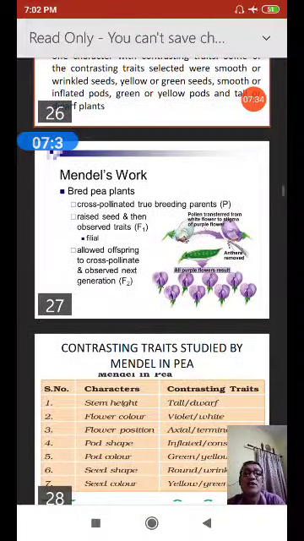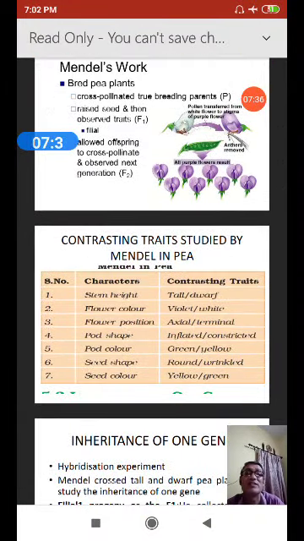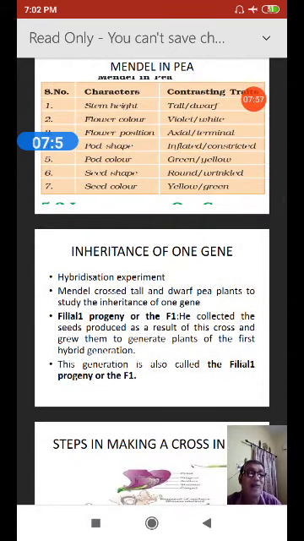So students, next we are showing you the contrasting traits studied by Mendel in pea plants. The stem height is tall and dwarf, flower color is violet and white, flower position is axial and terminal, pod shape is inflated and constricted, pod color is green and yellow, seed shape is round and wrinkled, seed color is yellow and green. We have to memorize these points. These are very important for understanding the concepts in the subsequent stages.